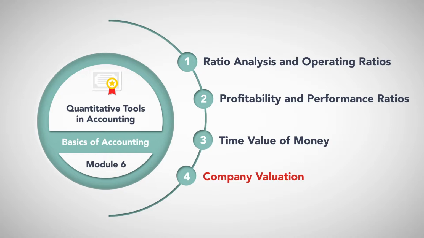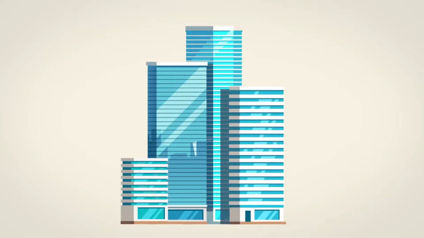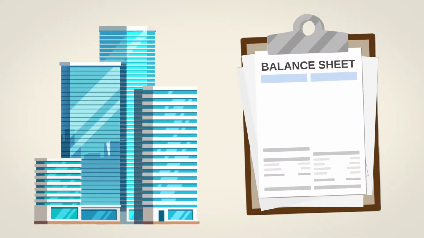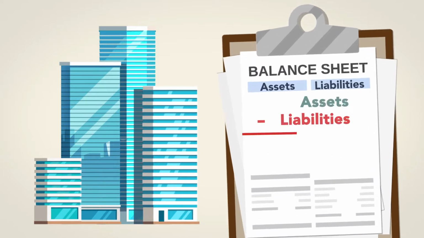Company valuation. There are many ways to value a company. There are analysts who believe that a company's balance sheet is the best way to determine its value. The residual amount, after subtracting a company's liabilities from its assets, yields one measure of value called book value.